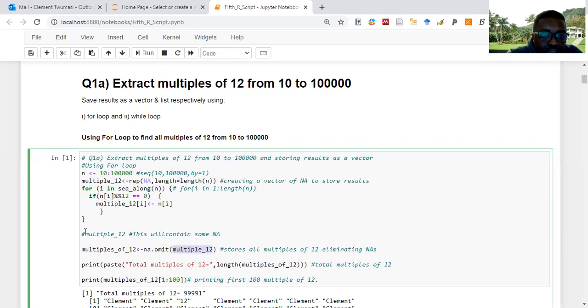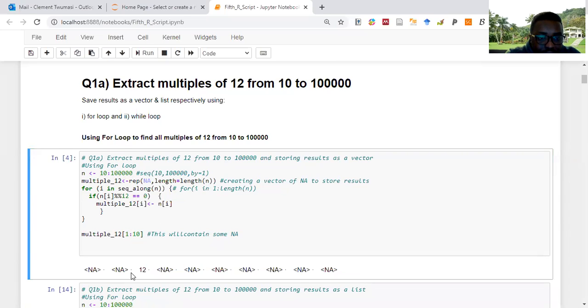Now if I try to run this, let me just select, let's say, the first 10. So let me take this out. If you look at the first 10, you realize that when it checked when n is equal to 10, since it didn't satisfy this condition, it didn't replace the NAs. It checked when n is 11, and it wasn't a multiple of 12, but 12 was the first multiple of 12, and then it replaced that NA. So that's actually the mechanism with which it works.